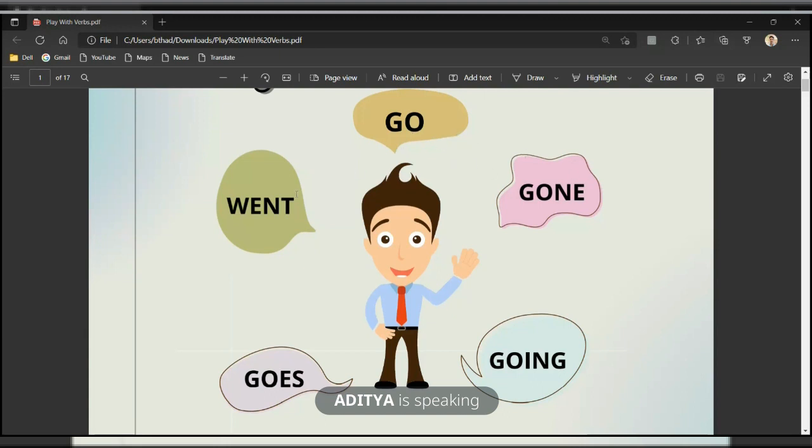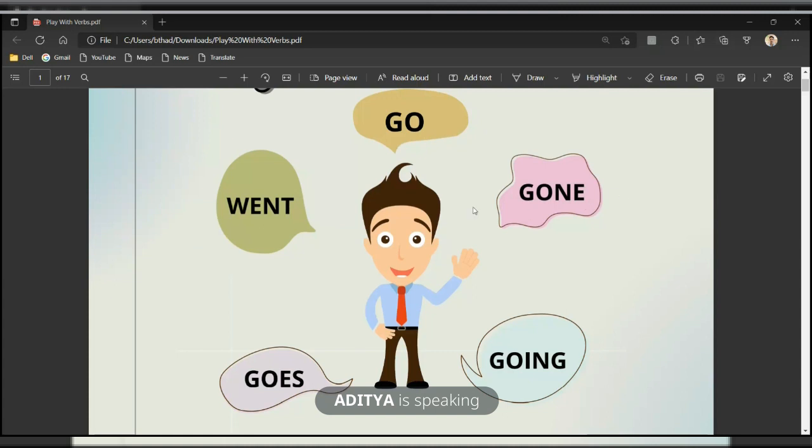Come to went. Yesterday I went to my friend's party. Yesterday I went to my friend's birthday party. When do you use it? That is the past, simple past. In the same way, the third, gone, you can use as past perfect, and you can use in present perfect. So how will you use gone?